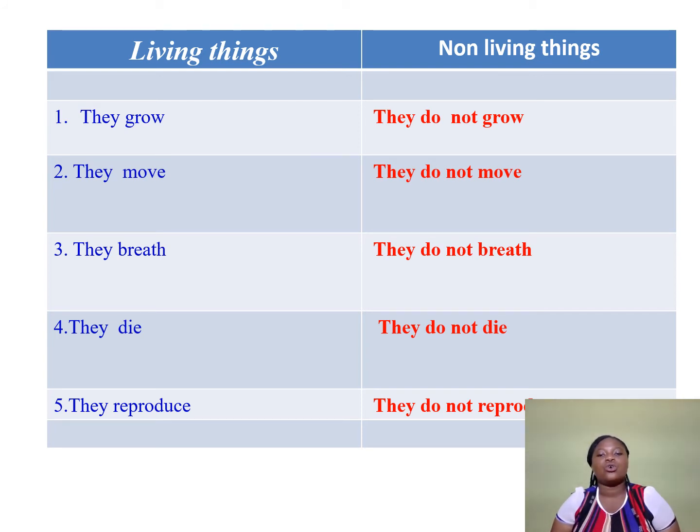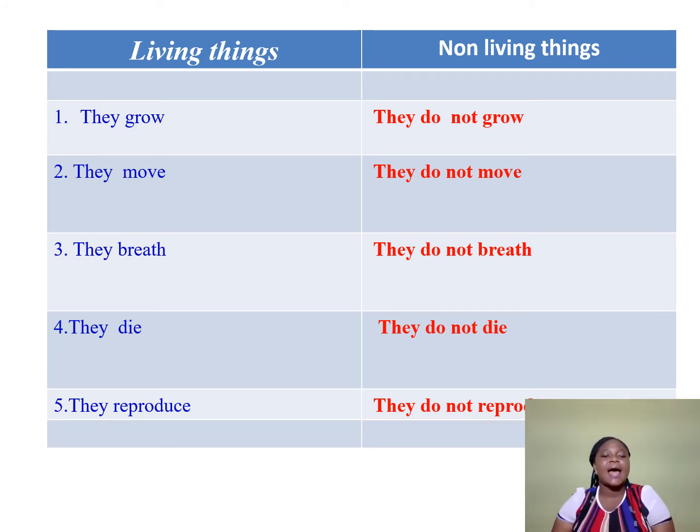Living things grow, non-living things do not grow. So the living things are in blue and non-living things that do not grow are in red. So living things grow, non-living things do not grow. Living things move, and non-living things do not do what? Move. Good. Living things breathe. Living things do what? They breathe. Non-living things do not breathe.